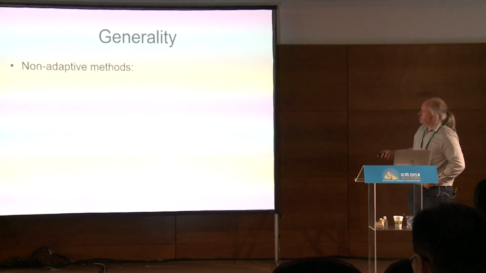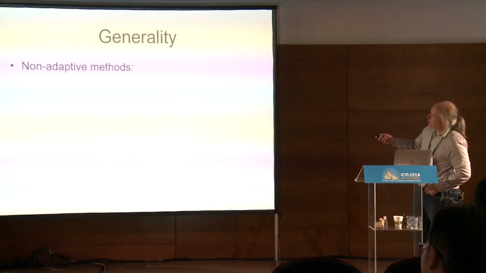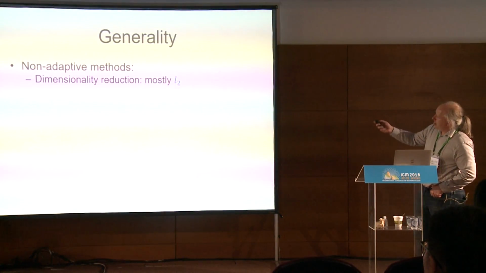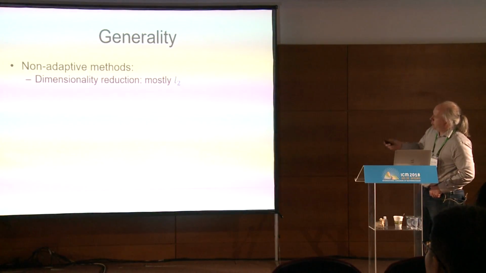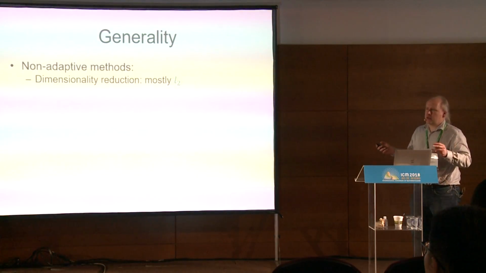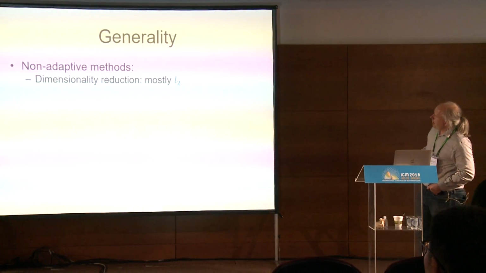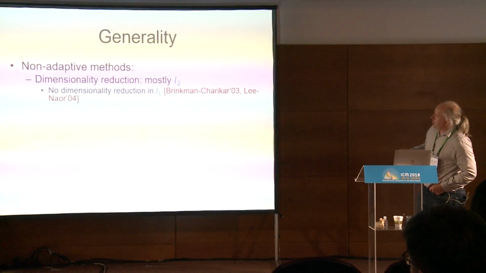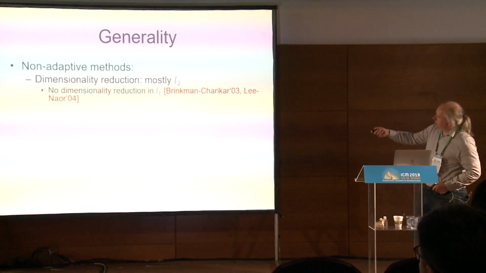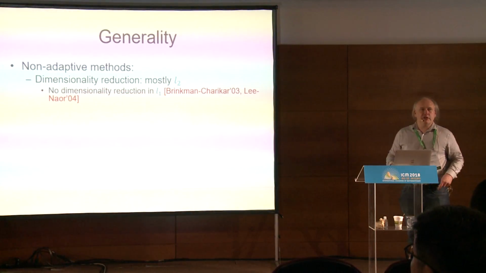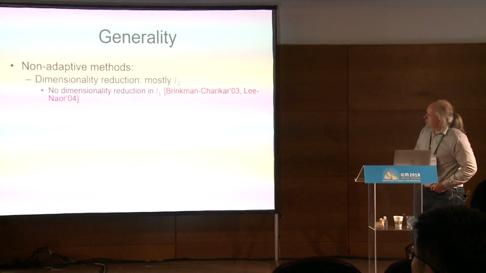So far, using non-adaptive methods, we have seen two techniques. One of them was dimensionality reduction. Johnson-Lindenstrauss theorem, as is, works in L2. And unfortunately, this approach doesn't really generalize that much because already for L1, there are lower bounds for dimensionality reduction in a very strong sense.